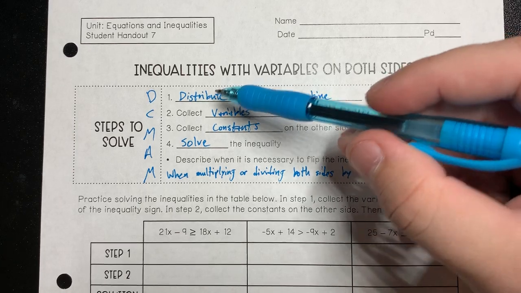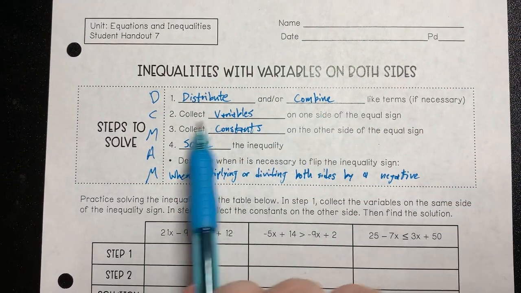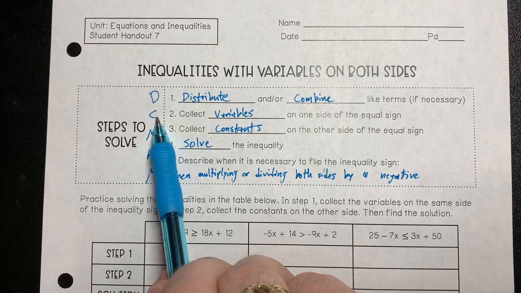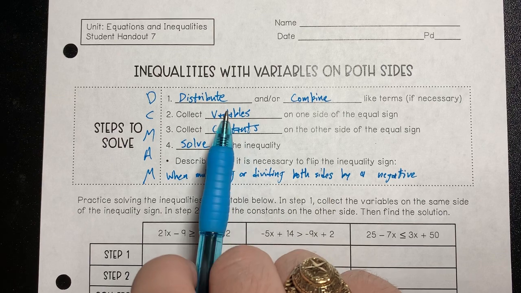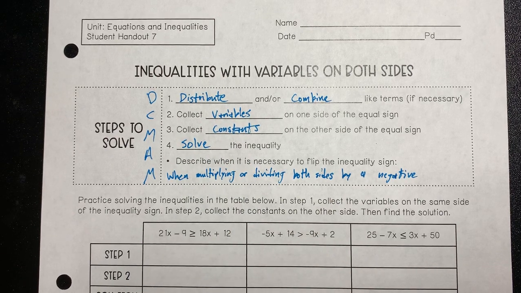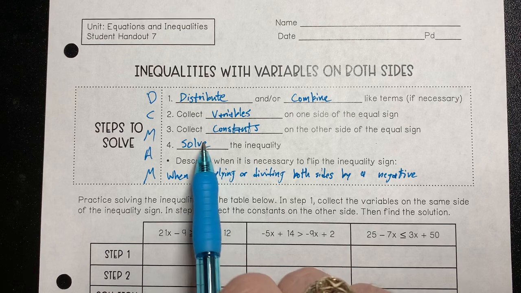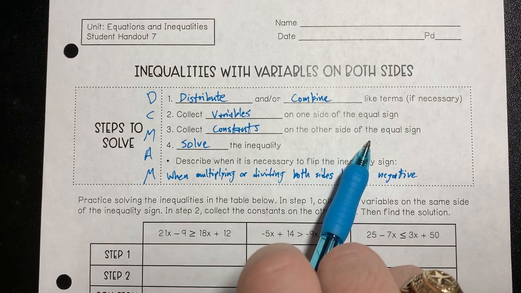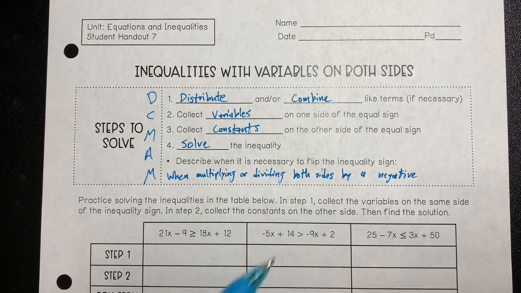And so we need to first off distribute. That's our first step, and or combine our like terms if necessary. So always do those two first. Then we need to collect our variables on one side of the equal sign. Well, we're going to try and get all of our variables then to the left side of the equal sign or the inequality sign. All right. Then we're going to collect all of our constants on the other side. So if we move all of our variables to the left, we need to move all of our constants to the right. And then we're going to solve the inequality.